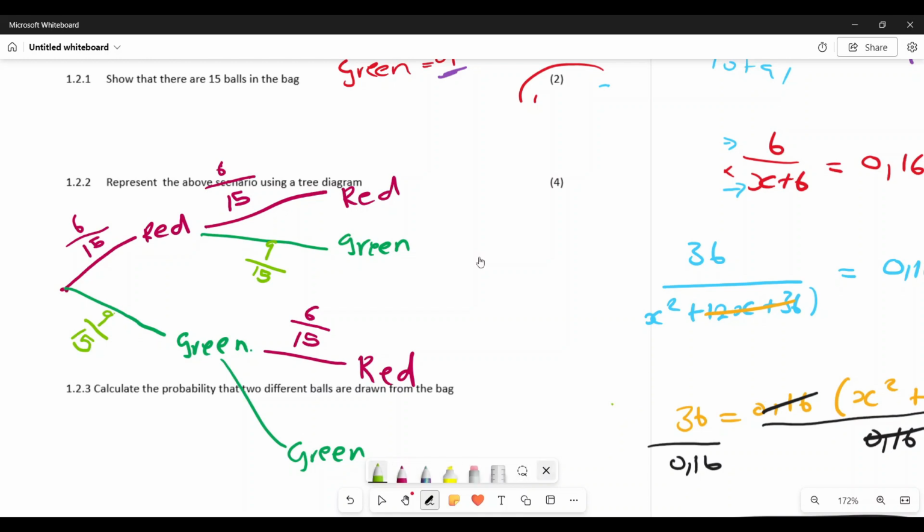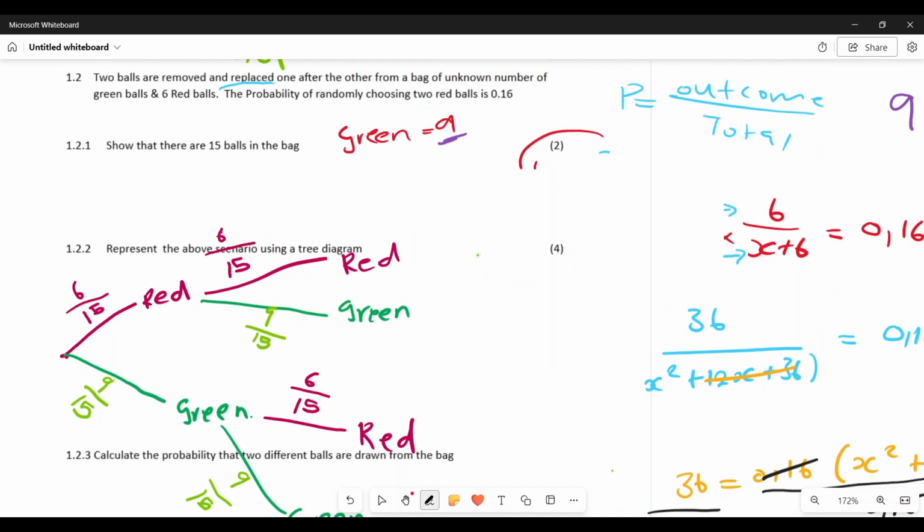Now, the probability of you choosing a green ball, again, you still have 9 green balls, and your total will still be 15. Now, to prove whether this is correct, let us try and prove the above scenario, whereby they say the probability of randomly choosing 2 red balls is 0.16. This is the probability of first choosing 1 red ball and then choosing another red ball.